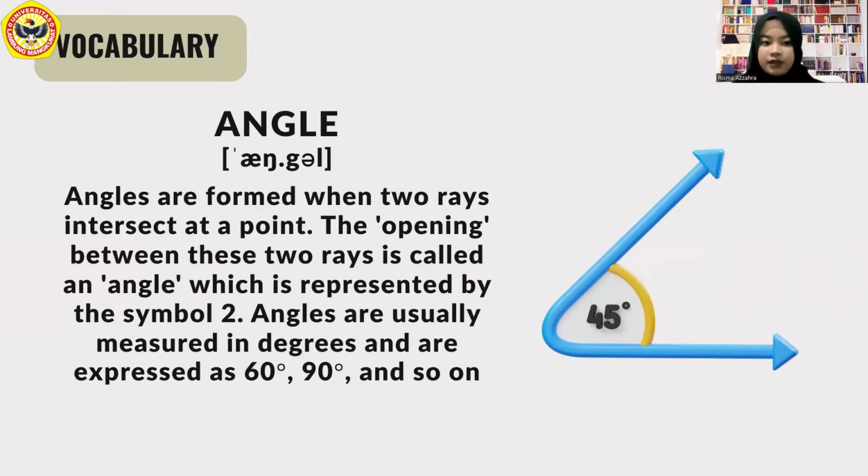Angle. So angle in bahasa is sudut. Angles are formed when two rays intersect at a point. The opening between these two rays is called an angle, which is represented by the symbol. Angles are usually measured in degrees and are expressed as 60 degrees, 90 degrees, and so on.